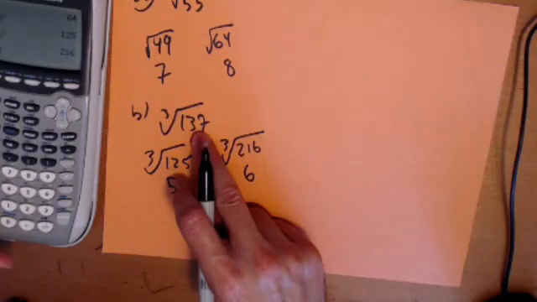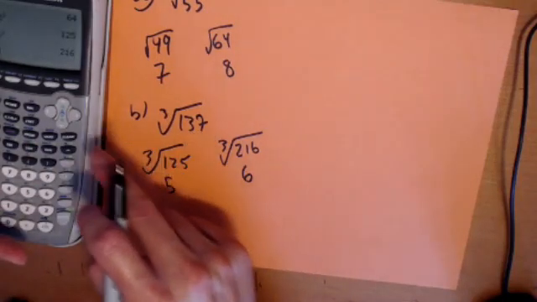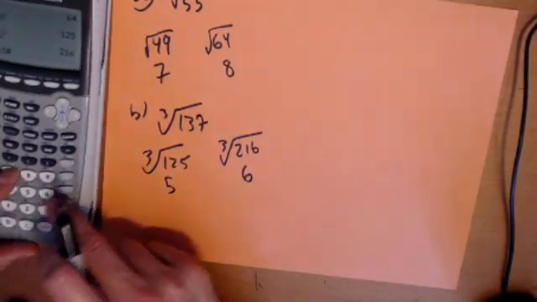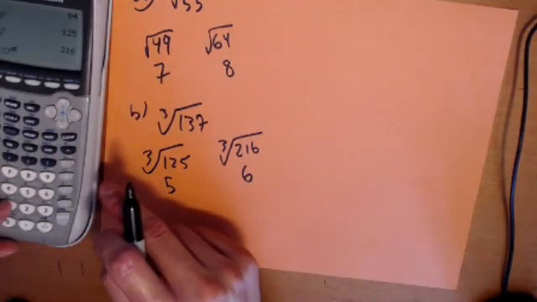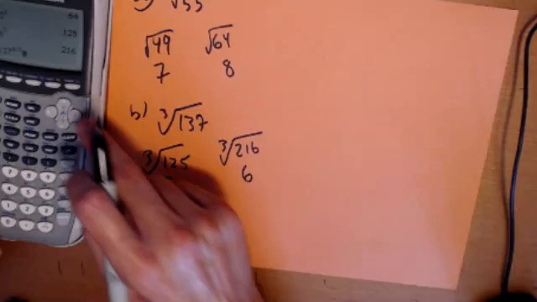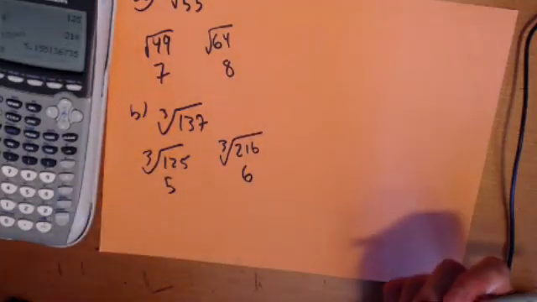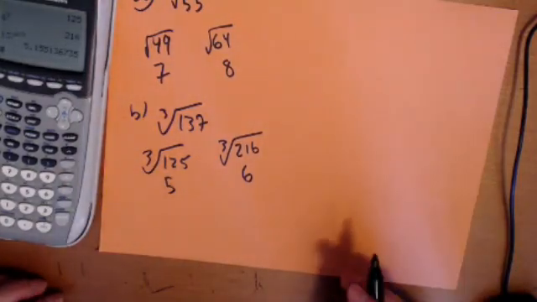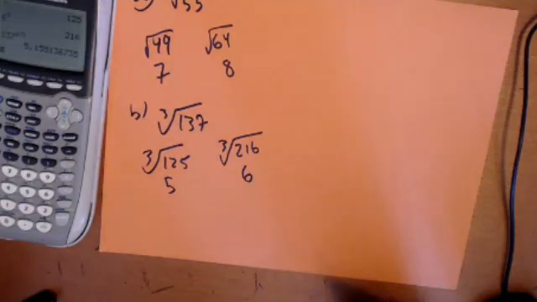So the answer is probably like 5.1 or 5.2. Let's find out. So I'm going to cheat. Don't watch what I'm doing. 137 to the 5.15. So about 5.2. Okay.